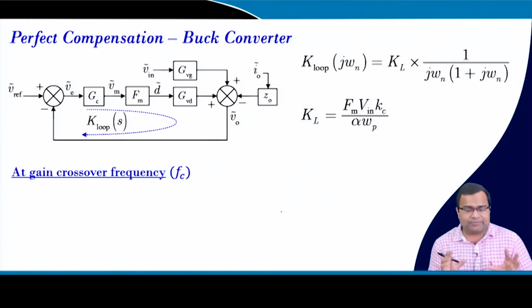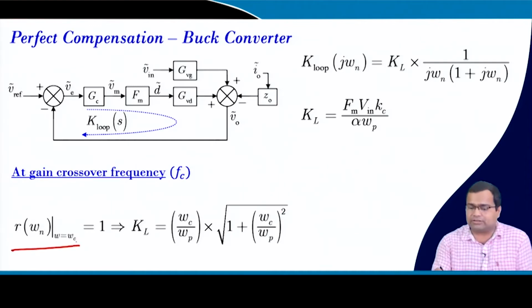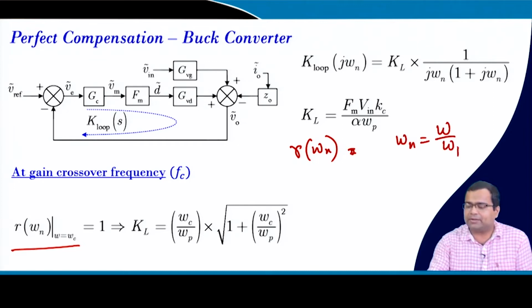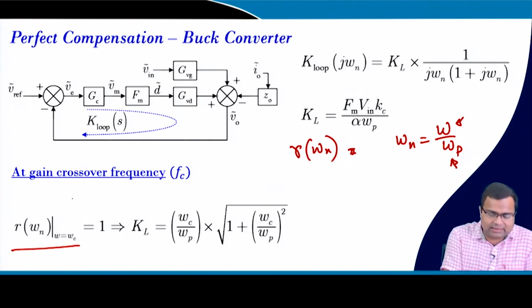So, at gain crossover frequency, our magnitude is 1, because in polar form we have a magnitude which is a function of omega, and what is omega n? Omega n is nothing but omega by omega p, where omega is the instantaneous frequency and omega p is the pole frequency, that is our controller pole. Now, at gain crossover frequency, that means what is this? It is nothing but R of omega c by omega p, right?